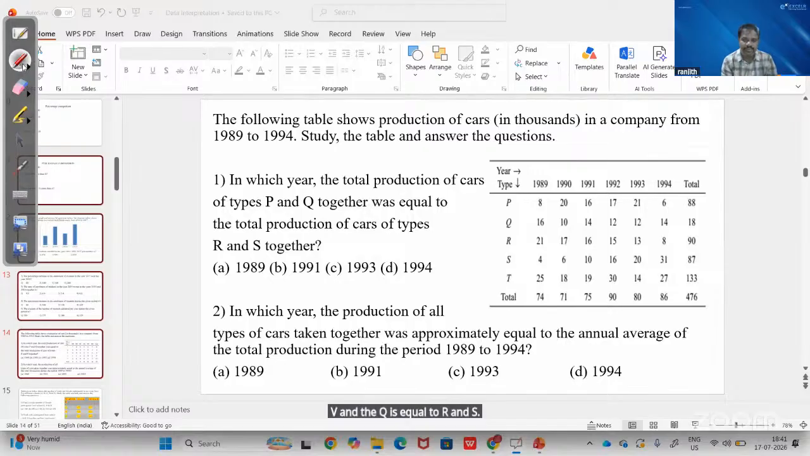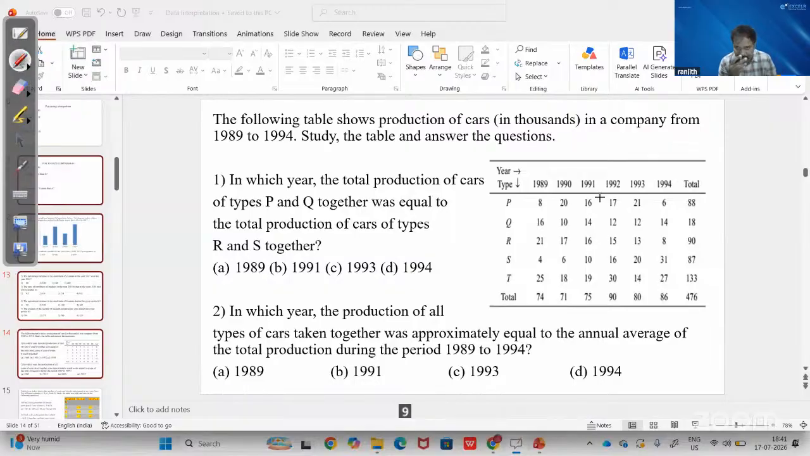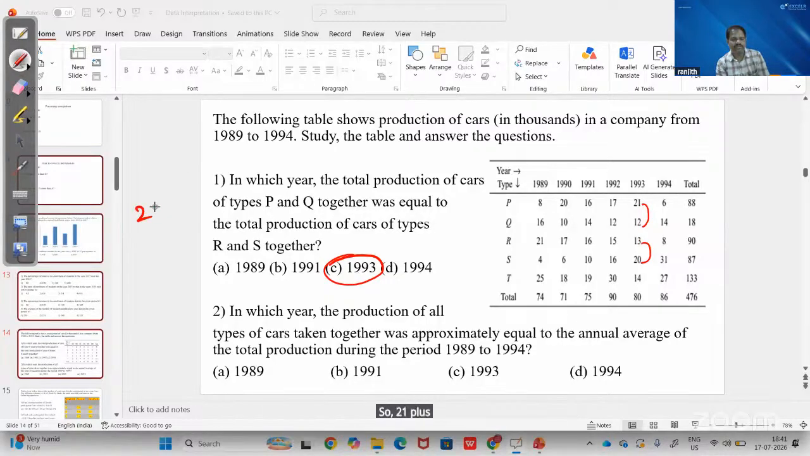So which year? P and Q: 8 plus 16 is 24, and 21 plus 4 is 25, so this is not equal. 30 and 23 is also not equal. Next is 91: 30 and 26 is also not equal. 29 and 31 is also not equal. Then 21 plus 12 is 33, and 13 plus 20 is also 33. So the answer is 1993.